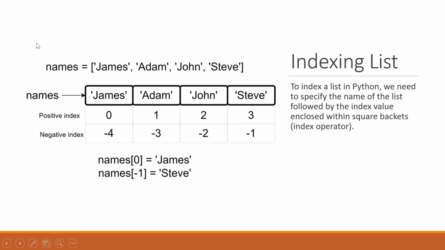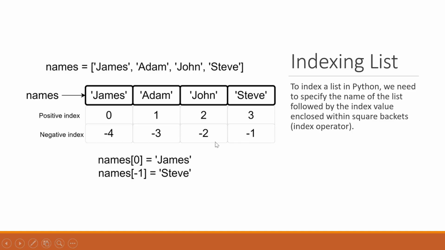So here you can see an implementation related to indexing. Here what we have done, first we have defined this names variable, and this names variable is a list type value containing all string type values. So James is the first value, Adam is the second, John is there, and Steve. Four string type values have been defined in this list.